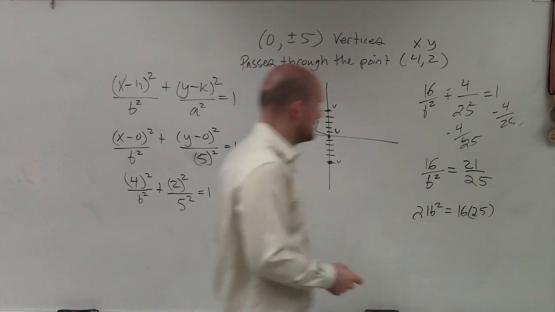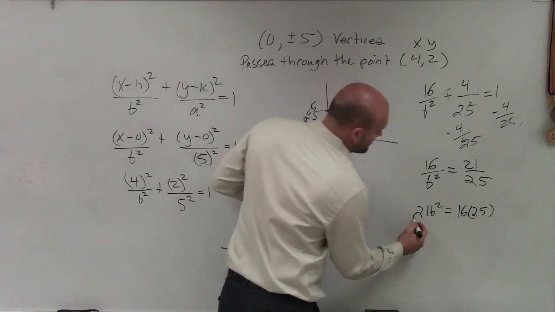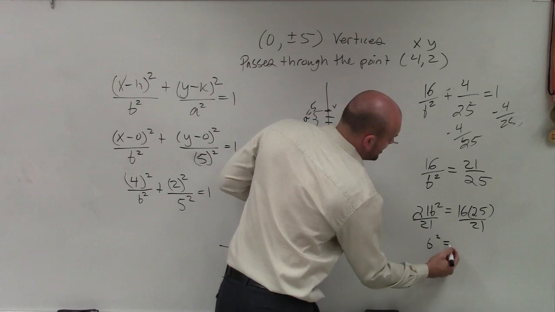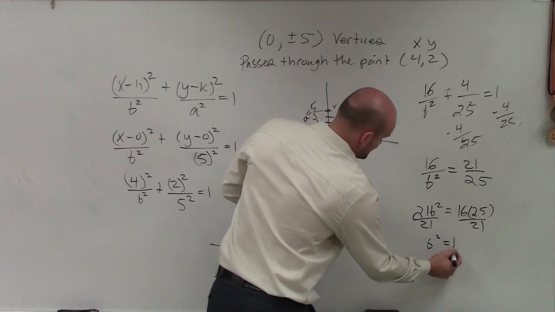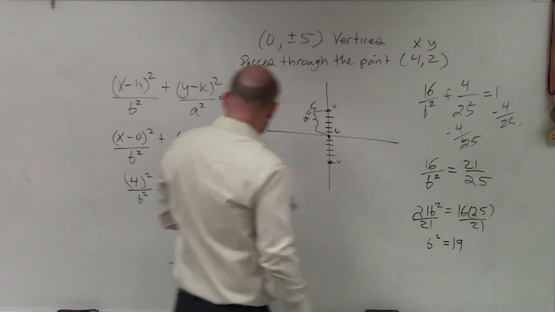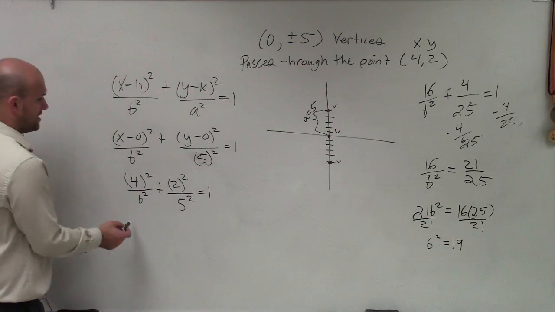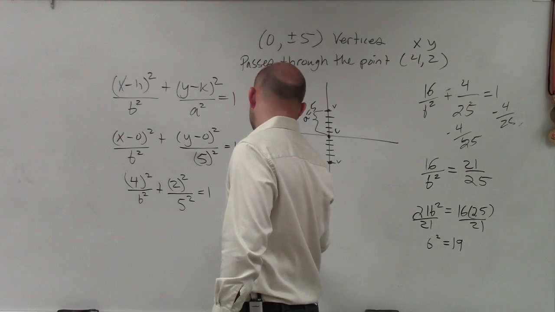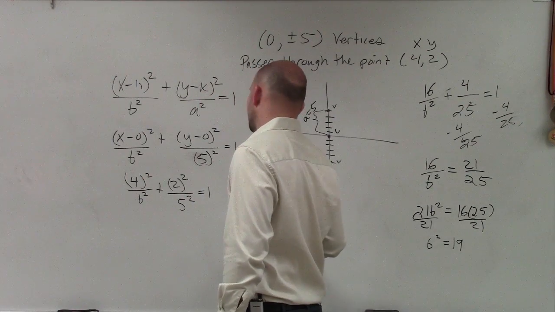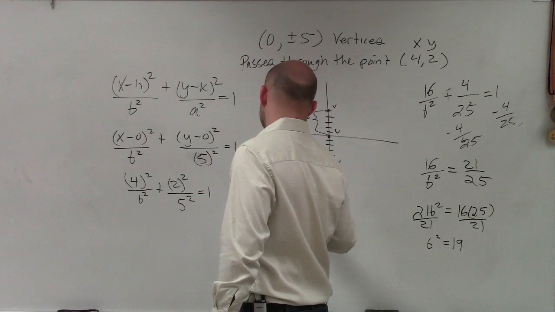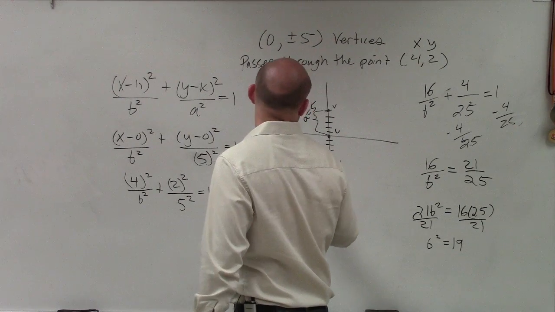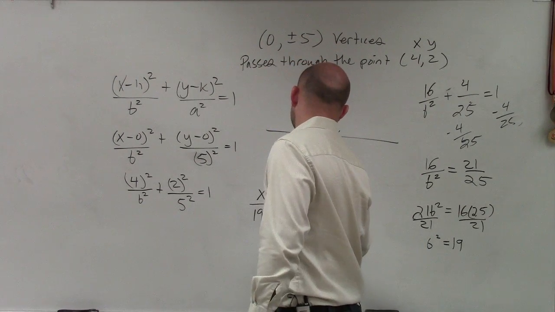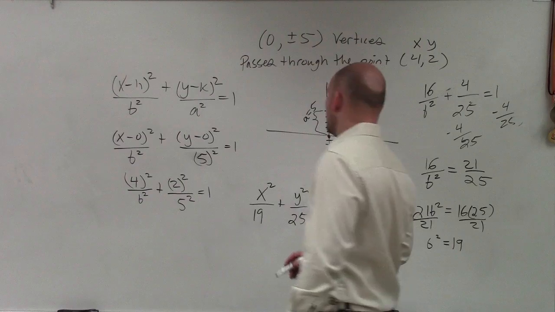All right, I guess I'll have to go through this. So then I'll divide by 21. b squared equals, I'll just leave that as 19. Round to there. So therefore, my final equation is just going to be x squared over 19 plus y squared over 25 equals 1.